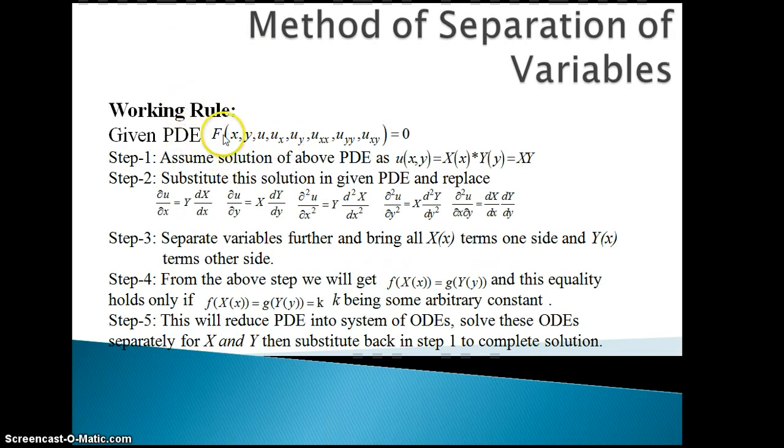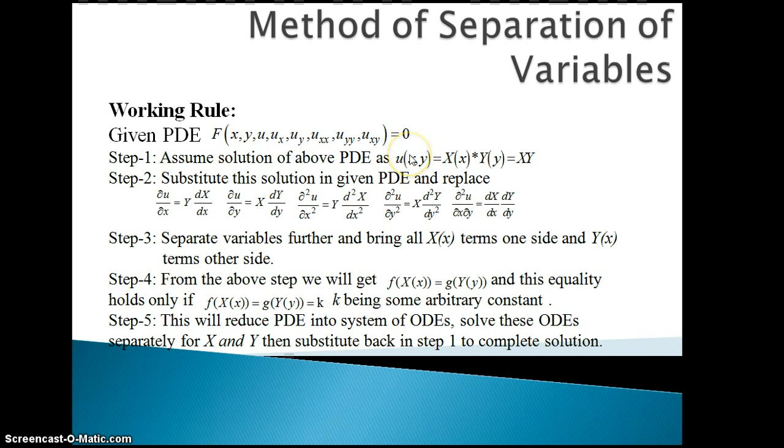Here f of x, y, u, u_x and so on is equal to 0. Then in the first step you assume the solution of this PDE as u of x, y is equal to X of x and Y of y, that is X into Y. Why are we assuming this? u is a dependent variable which is a function of two variables x and y.